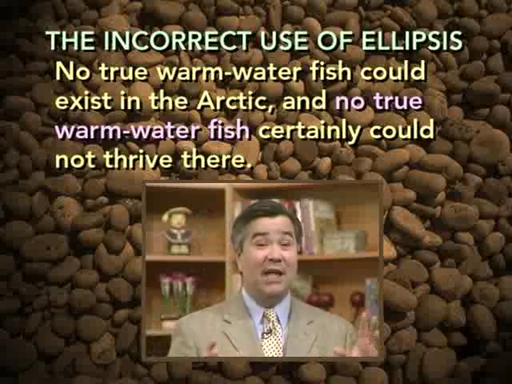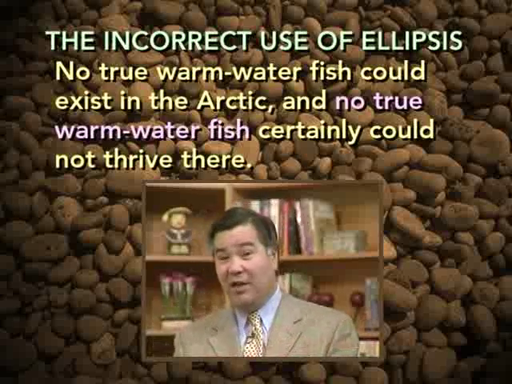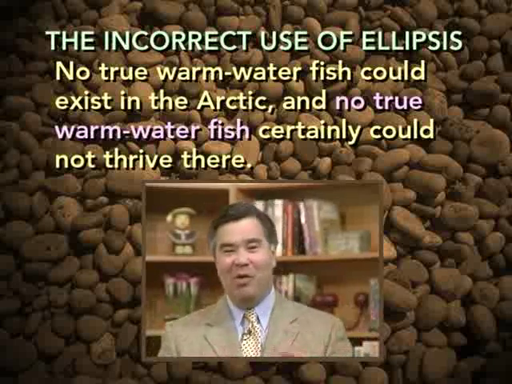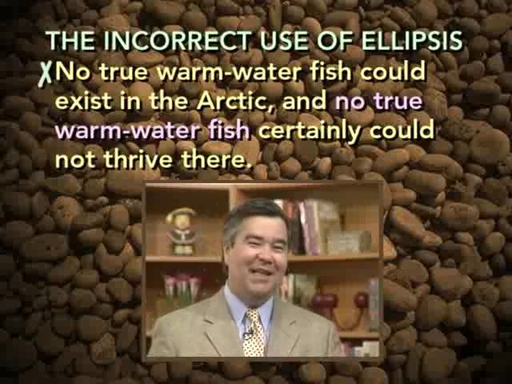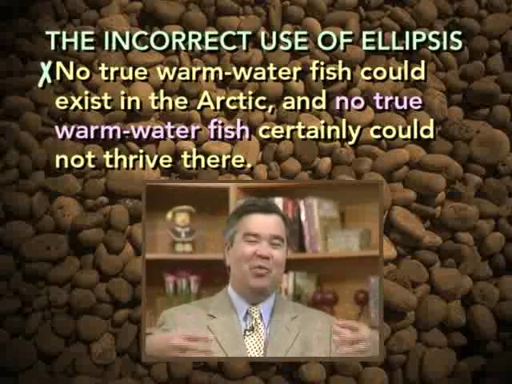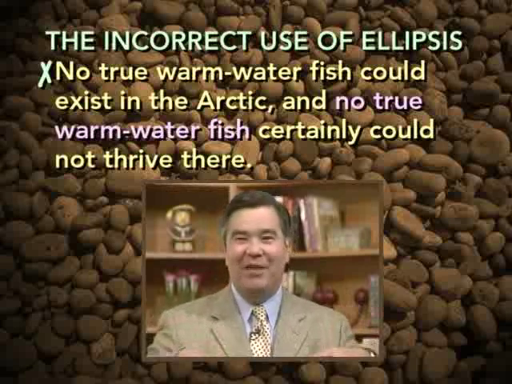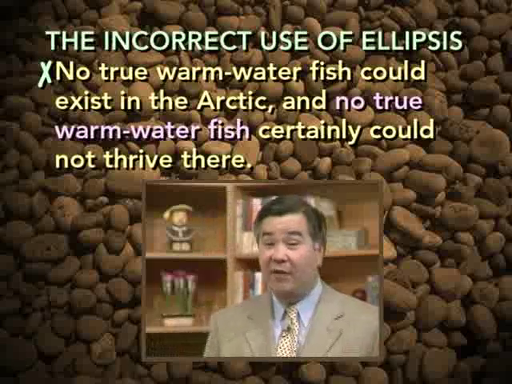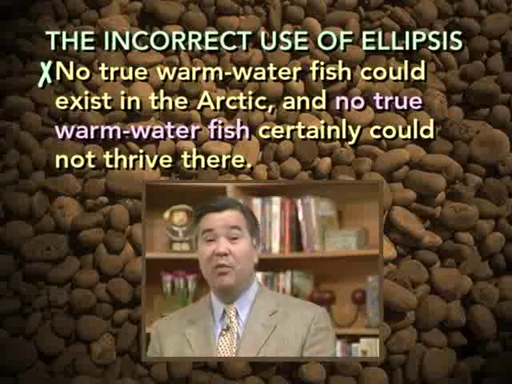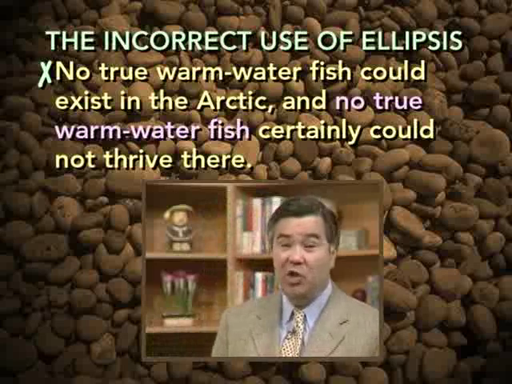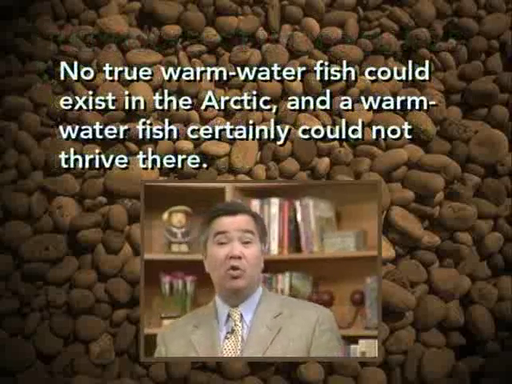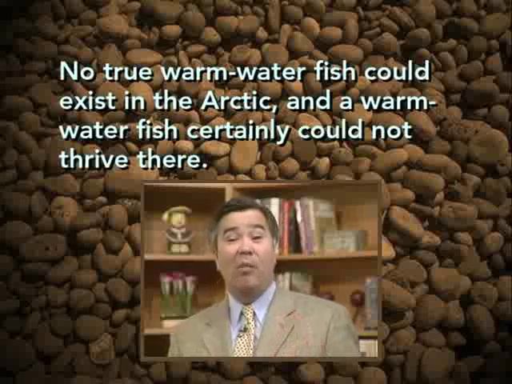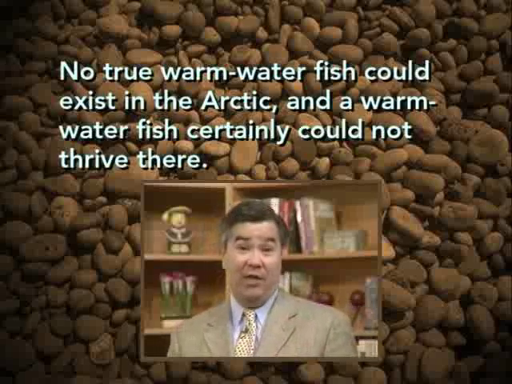The author is trying to say that a warm water fish could not thrive there, but the words omitted from the first clause are no true warm water fish. So it doesn't pass the ellipsis test. You have to be able to reinsert exactly the same words and have it make sense. So therefore, the ellipsis doesn't work here, and what you have to do is go back to the drawing board and really rewrite the sentence. One way of doing it, for example, might be, no true warm water fish could exist in the Arctic, and a warm water fish certainly could not thrive there.